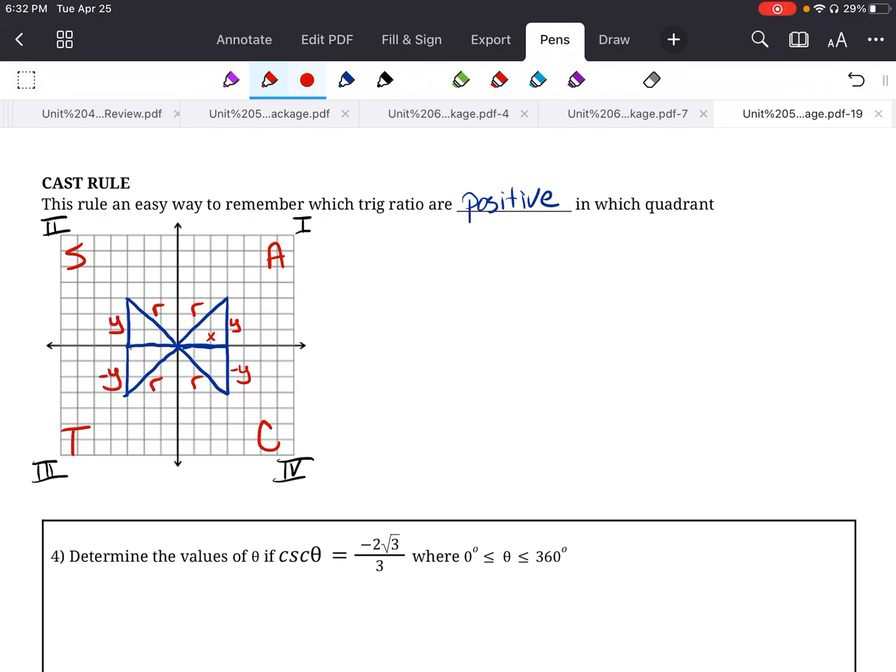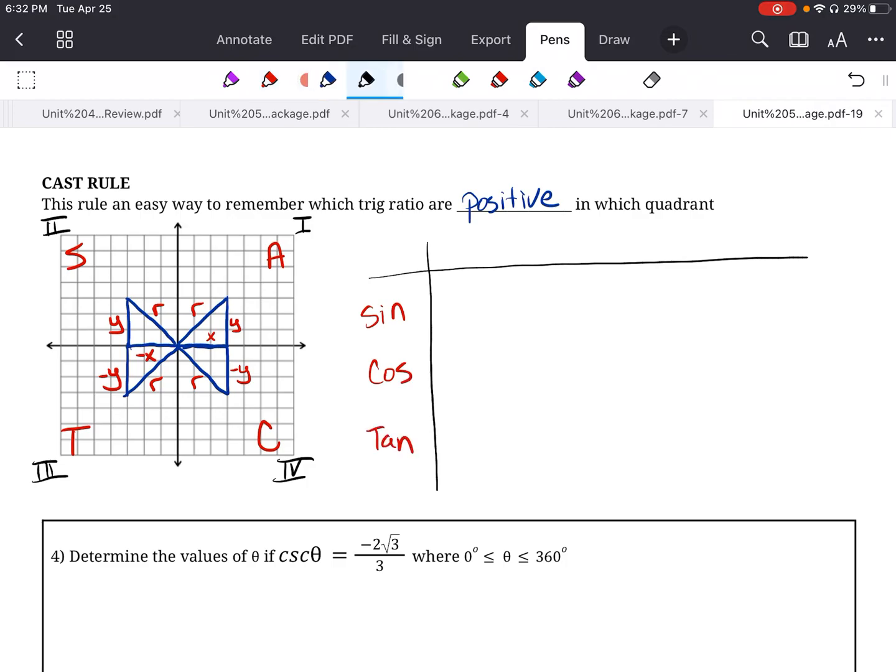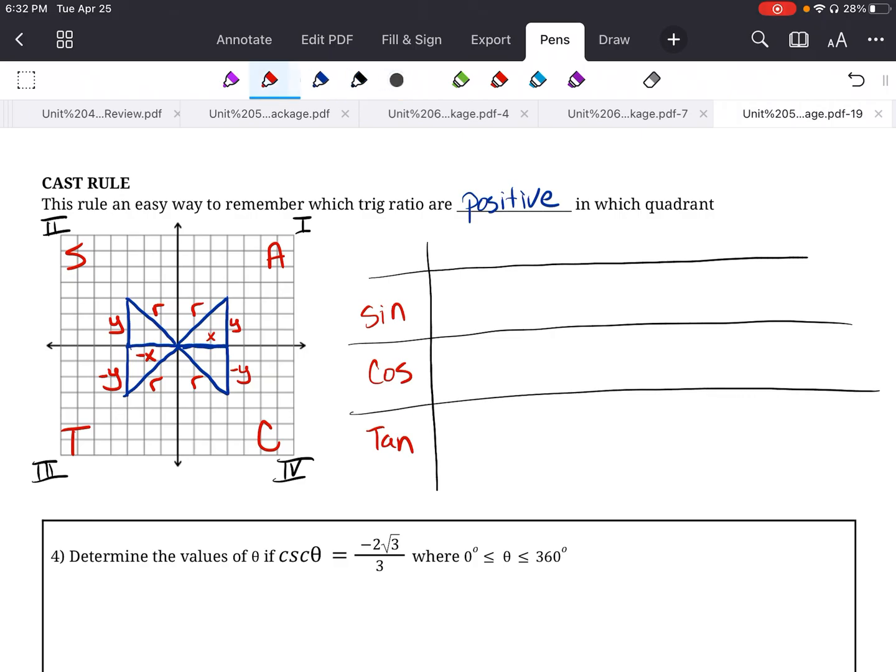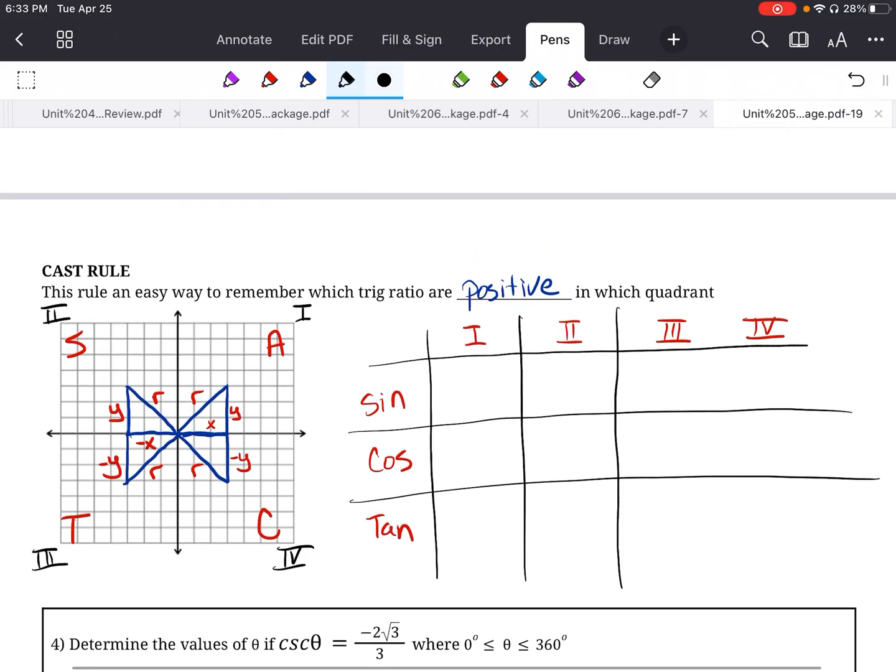In quadrants 2 and 3, x is negative. Okay, so if I made a quick table, we have sine, cos, tan. And we have quadrant 1, 2, 3, 4.